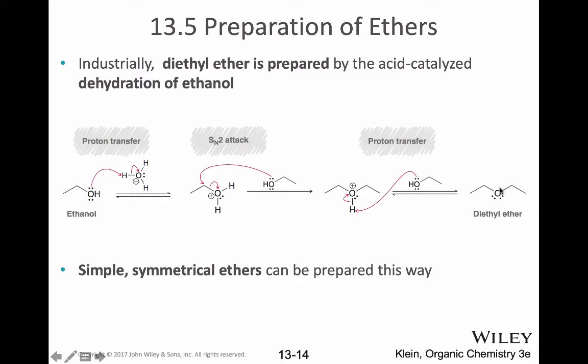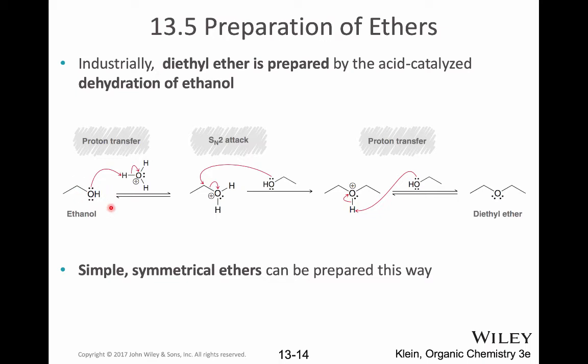Because ethers are used as solvents, and one of the most common solvents used in chemistry is diethyl ether, and it's also a really common solvent used for extractions, we need a lot of this. Because we need a lot of this, we want to be able to make this on an industrial scale. So industrially, the way something like diethyl ether is made is by an acid catalyzed dehydration of ethanol.